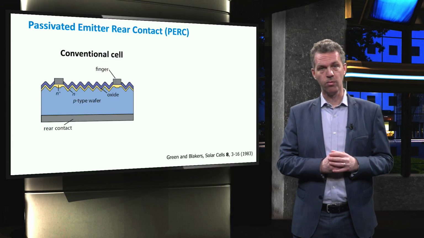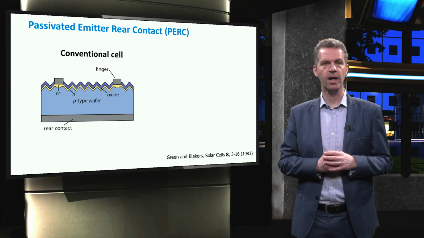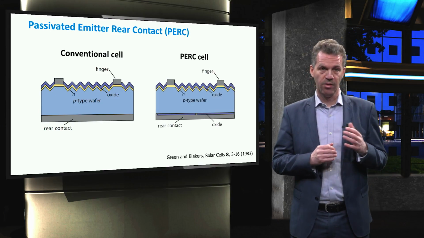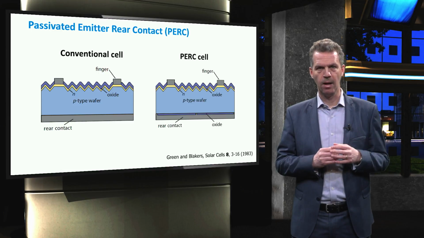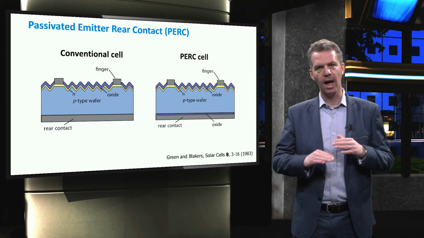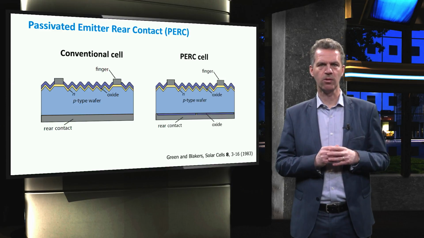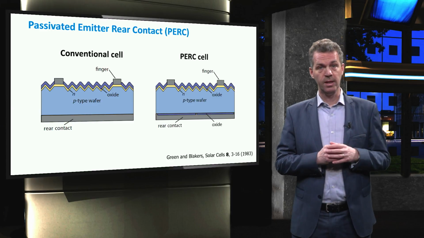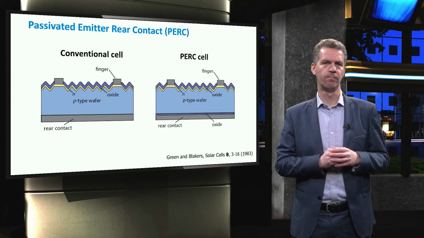In 1983, researchers at the University of New South Wales in Australia started developing the PERC technology. This design features a thermal oxide passivation layer between the silicon back and the metallization, with small areas in the oxide for the metal to contact the silicon semiconductor. Evidently, in this design, the contact area between the metal and semiconductor is reduced substantially.